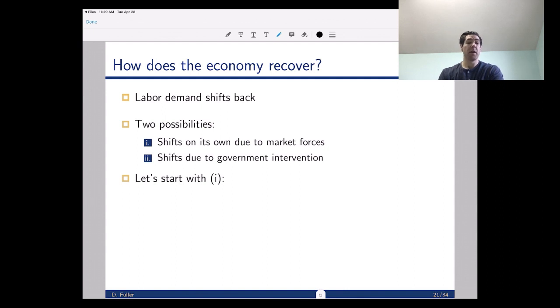And there's really two possibilities. One is the labor demand curve is going to shift back to the right on its own due to various market forces. Or it could be that there's some government intervention that is causing the labor demand curve to shift back to the right. And so the question is, which one is it, and how do each of those things work? So we're going to start with the first one, shifts on its own due to market forces.